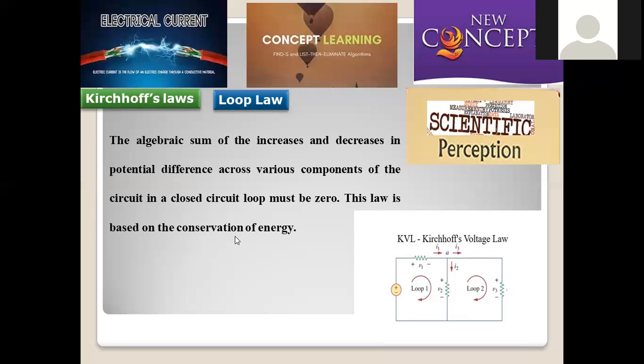This law is based on the conservation of energy. That means neither energy will be lost nor gained. That is called the conservation of energy. So already we know that energy can neither be lost nor be created, but can be converted from one form to another form. That is the thermodynamic law. That is implemented here too in Kirchhoff's loop law. Energy conservation, where the potential difference across the components can be taken as 0. That is called the loop law.